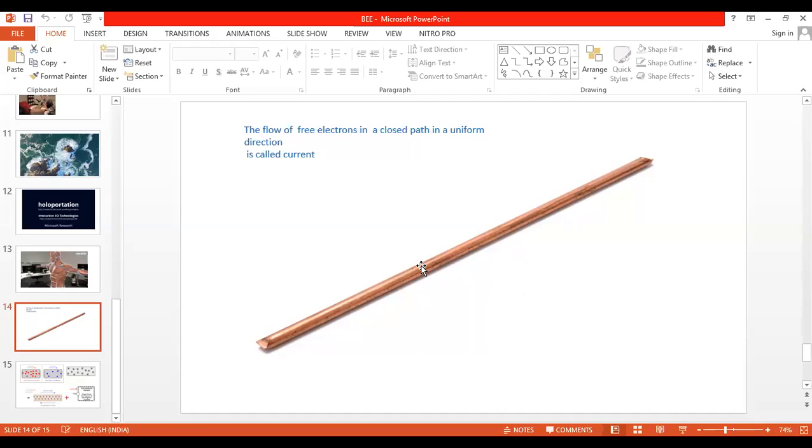Copper rod or copper wire you can purchase from an electric shop. Our favorite shop is nothing but the electric shop, the BW subject. Whatever we discuss, we can purchase from the electric shop and we can do the experiments at our home. Okay, now this is the rod and current flows through the rod.